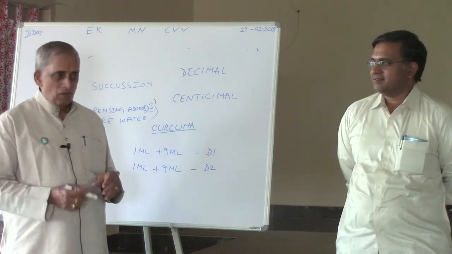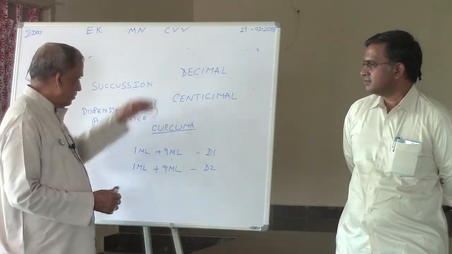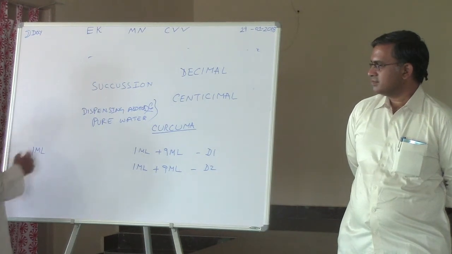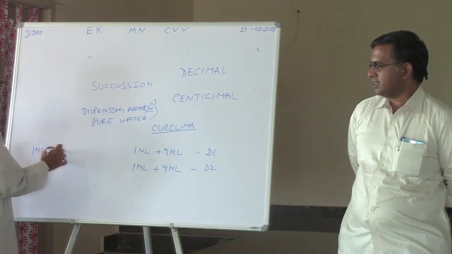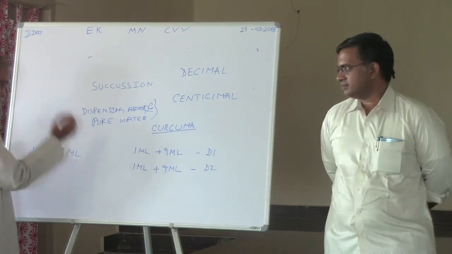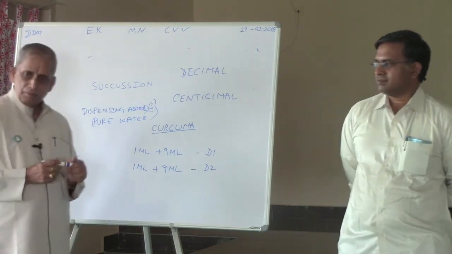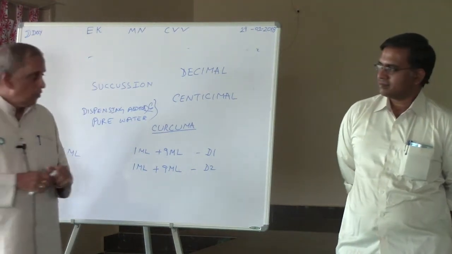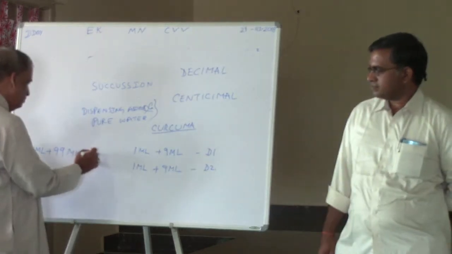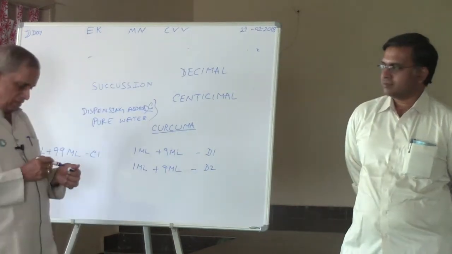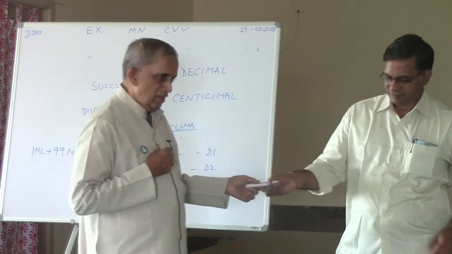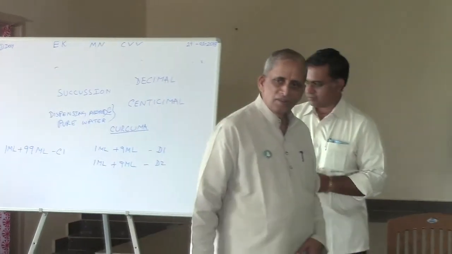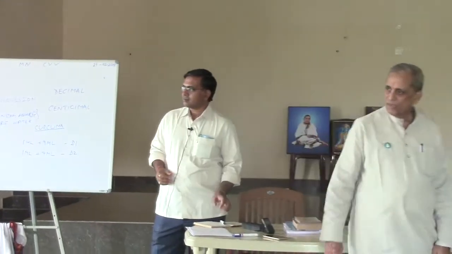So from this you can make decimal potency. If you want to make centesimal potency, then you have to take 1 ml of the base solution plus 99 ml of alcohol or pure water and make succussions. So then you get 1C from this. From 1C you get C1.